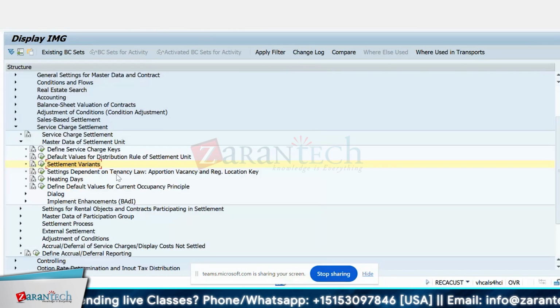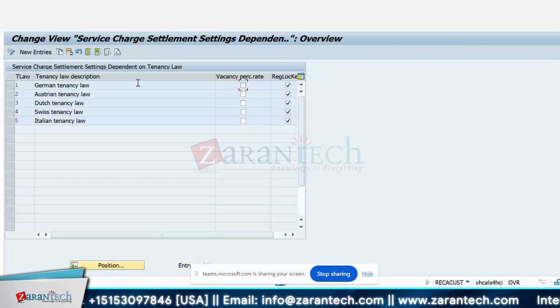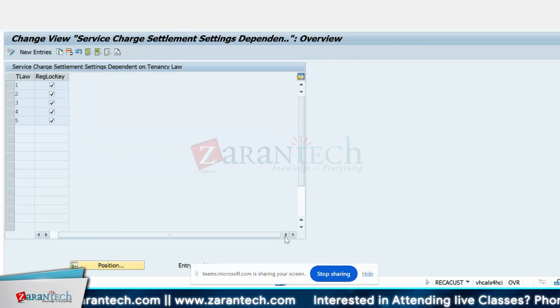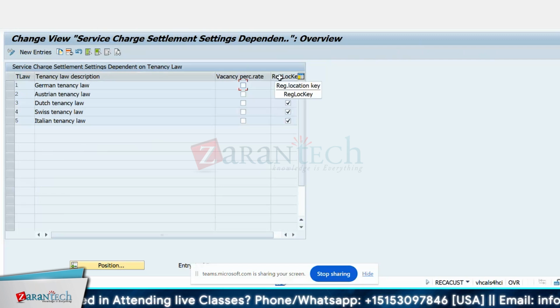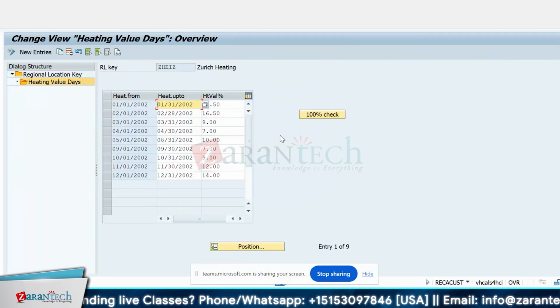Setting dependent on tenancy law, apportionment, vacancy, and region location key. So tenancy law, if you remember, we have created tenancy law. We have also created one new tenancy law, that was United States. Although we have not maintained it over here, we can maintain it over here as well. This is for service charge settlement dependent on tenancy law. So if we are using the same tenancy law, then based on that, region location key will be defined. Okay. Heating days. What are the heating days and percentage?